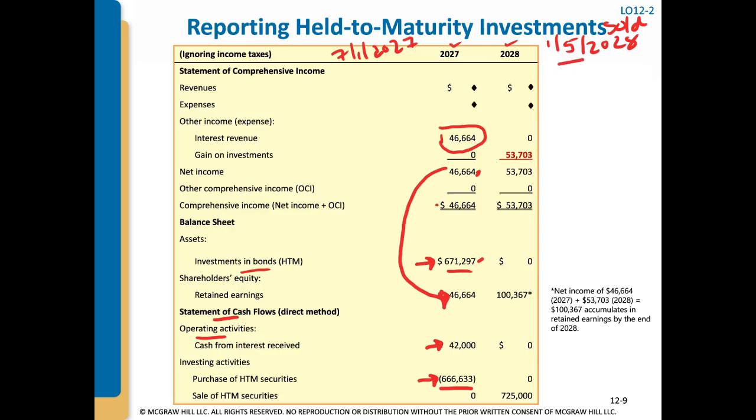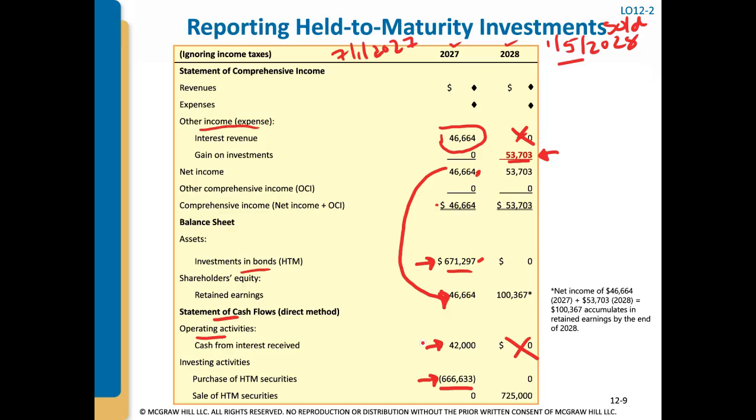Then for 2028, because we sold it on January 5th, we did not receive a second interest payment. And so therefore, we don't have any cash received from interest on the statement of cash flow, nor do we have any interest revenue to record in 2028, because our next payment would have been June 30th, after we sold it. But we do have a gain on the sale of an investment of $53,000. So that would go into our other income expense section of the income statement.